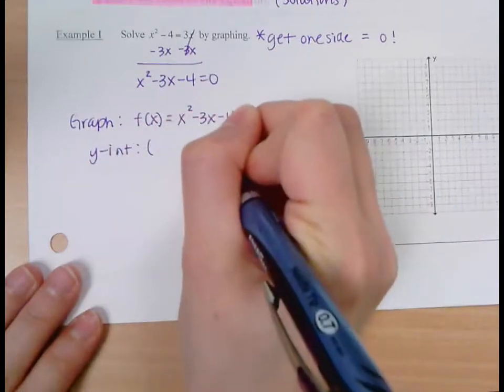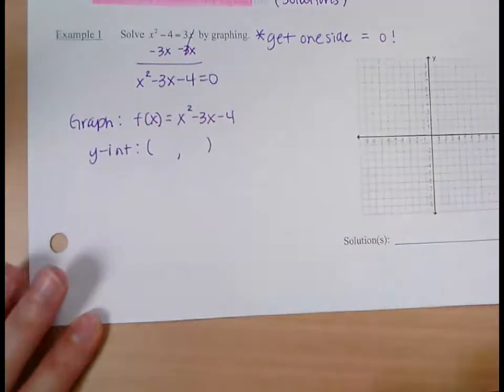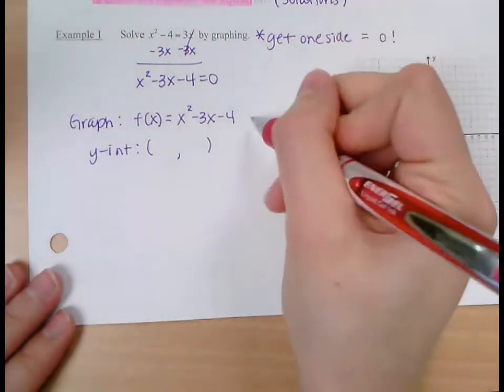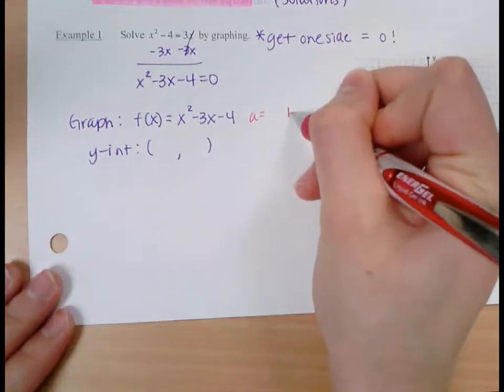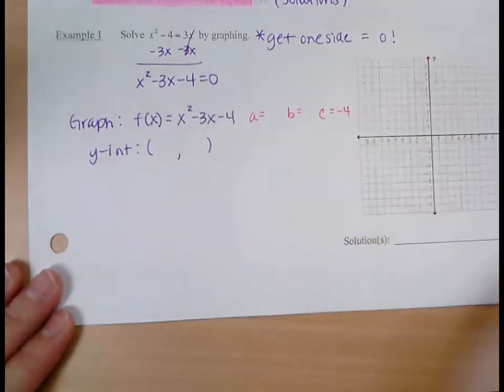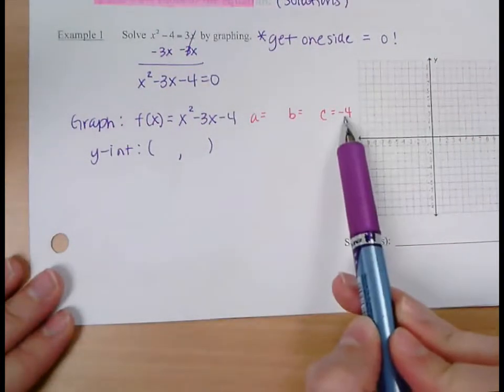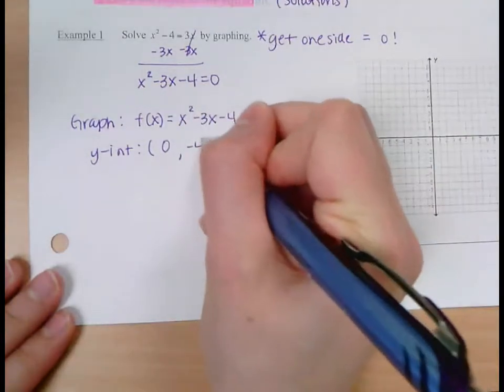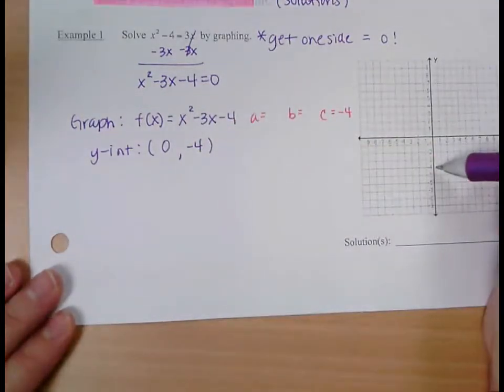So since Grace mentioned the y-intercept, what would the y-intercept for this function be? -4. So if we look back up here, our c value in our function is -4. And remember that your y-intercept is always your c value. The x-coordinate is 0. The y-coordinate is your c value. So I can plot 0, -4.